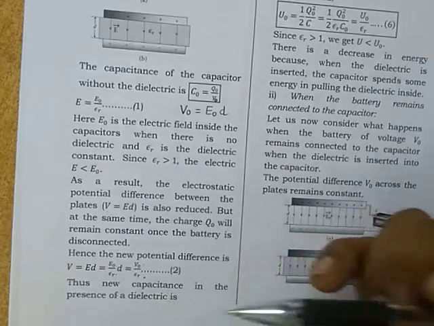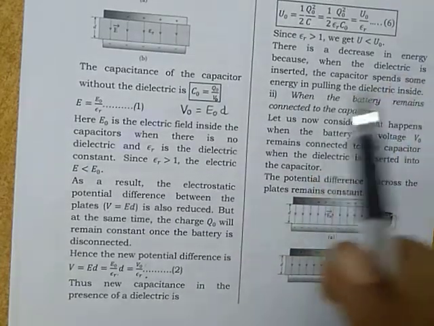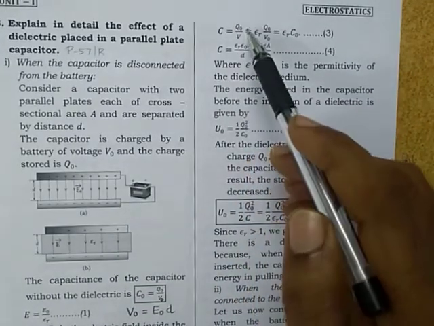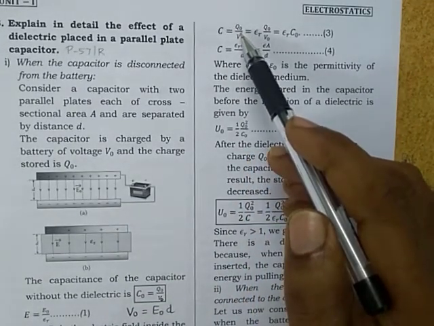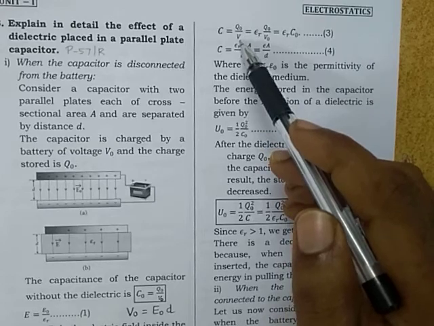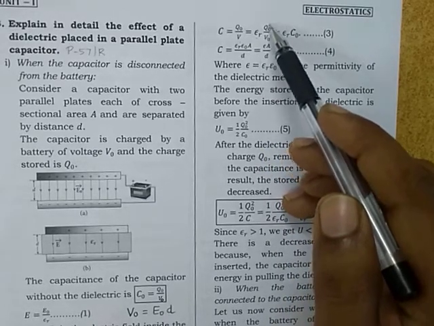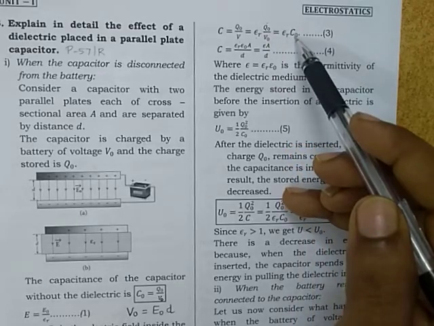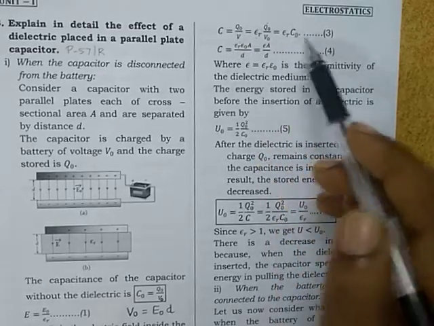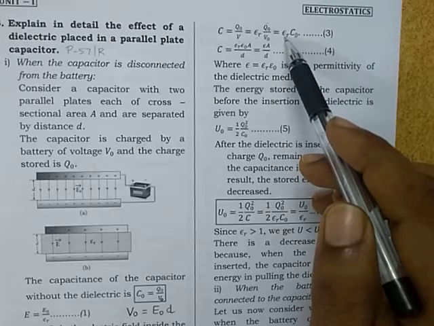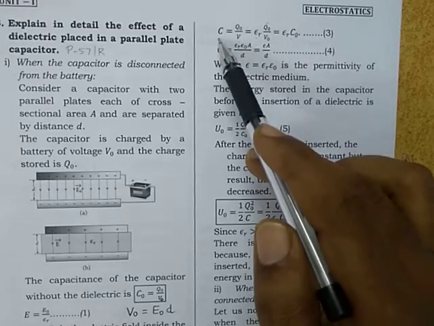In order to find the new capacitance, we know the capacitance formula C is equal to Q by V. Then C is equal to Q0, because the charge never changes, it is a constant, by V. V is equal to V0 by epsilon R. Substituting this we get Q0 by V0, which is equal to C0. Here the capacitance increases epsilon R times, so capacitance increases.